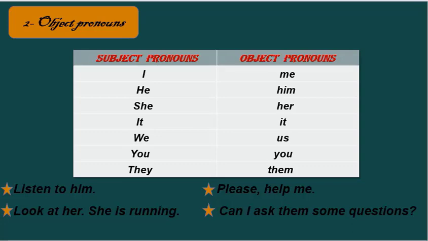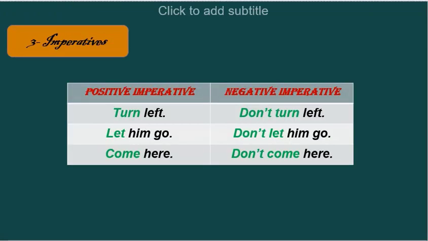And now let's go for the next part, the imperative. Here we have the positive imperative and negative imperative. This is when we have or want to give an order to someone. Turn left, don't turn left. Let him go, don't let him go. Come here, don't come here.